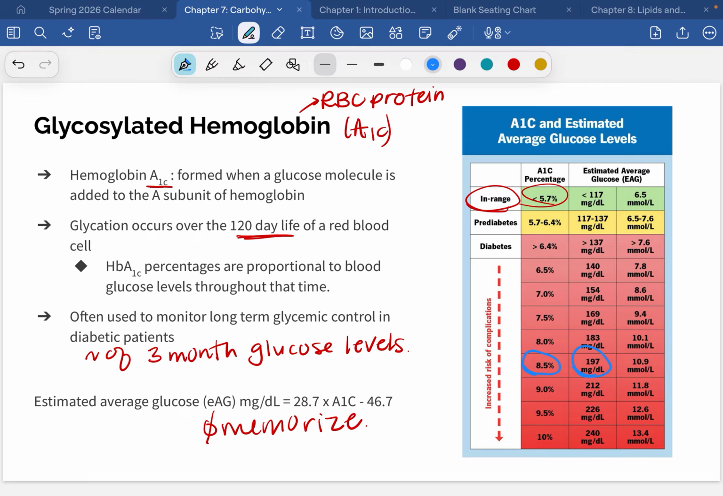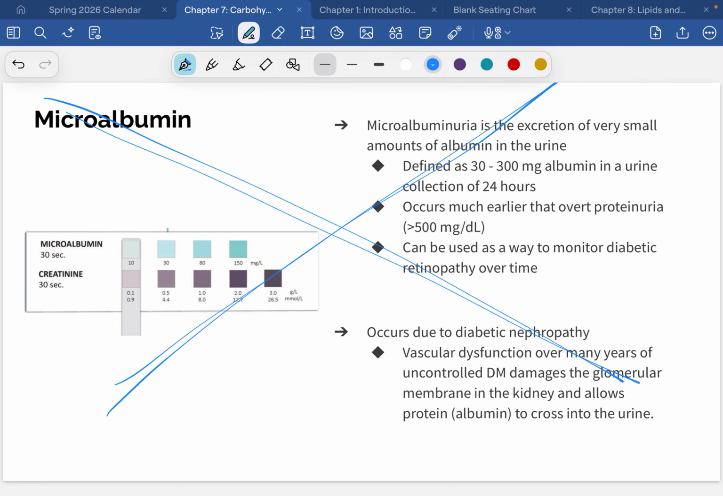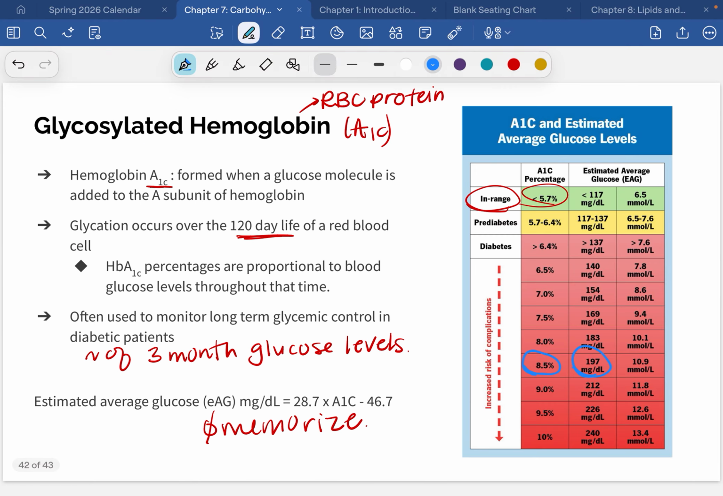All right, and then this last one, I'm actually going to cross this out. We're skipping this for now. I don't really know why I talk about it here. We'll talk more about microalbumin when we get to proteins.